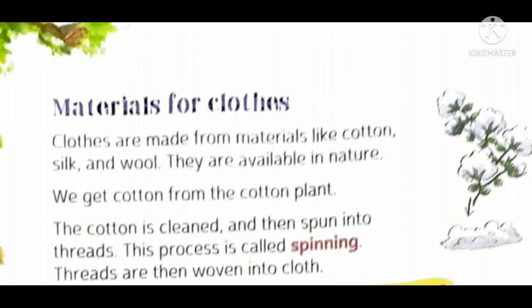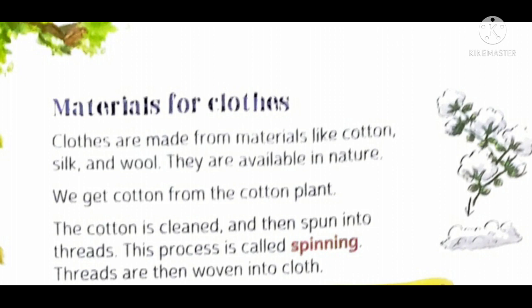So here, children, we came to know that clothes are made of different materials. Some are made of cotton, some are made of silk and even of wool. They are all available in nature, like we get it from nature. God has created all these things, and we get cotton from the cotton plants. You can see this is the picture of a cotton plant. First of all, the cotton from the cotton plant is cleaned. It is cleaned because it grows in the field and a lot of dust accumulates on it. So it is first of all cleaned.